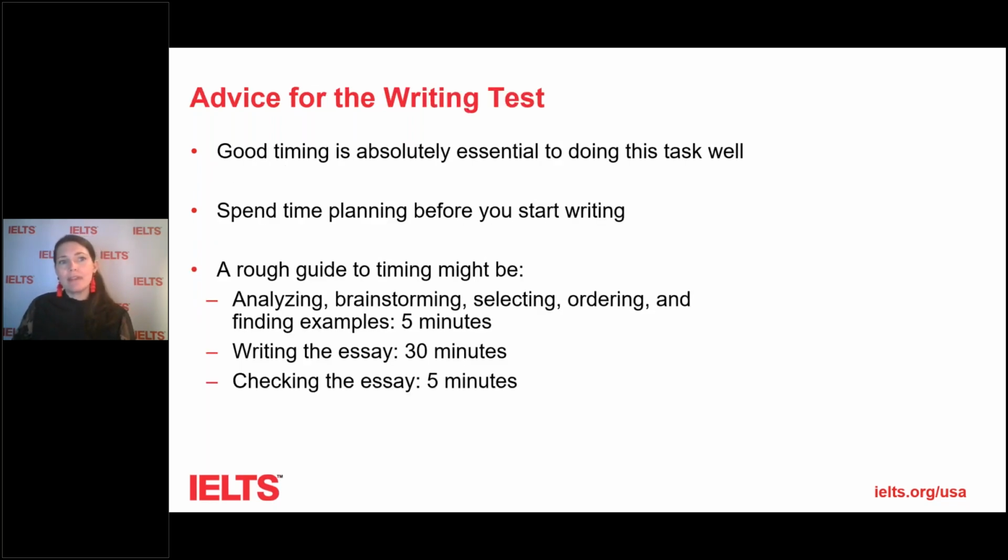So advice for the writing test: good timing is really important. So you want to make sure that you spend 20 minutes on task 1 and then give yourself 40 minutes for task 2. Spend time planning before you write. This is very important so that you don't get lost in your thoughts and then not develop all of the ideas. So just a rough guide to timing might be 5 minutes to prepare, 30 minutes to write, and then 5 minutes to check your essay to make sure that your grammar is correct, that you've spelled words correctly, etc.